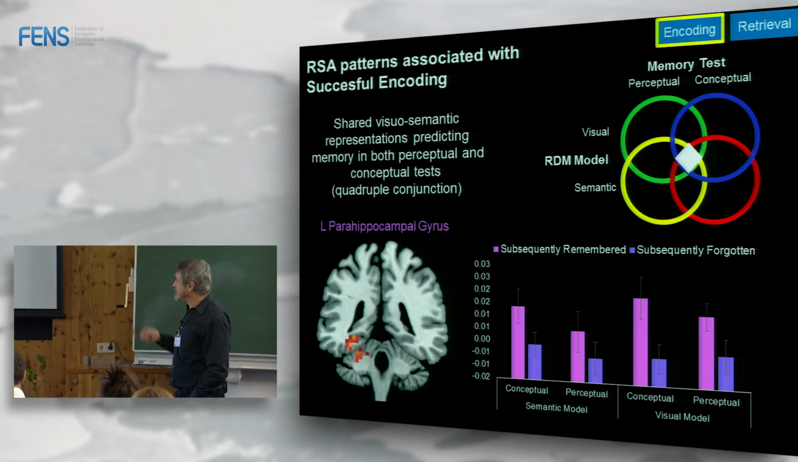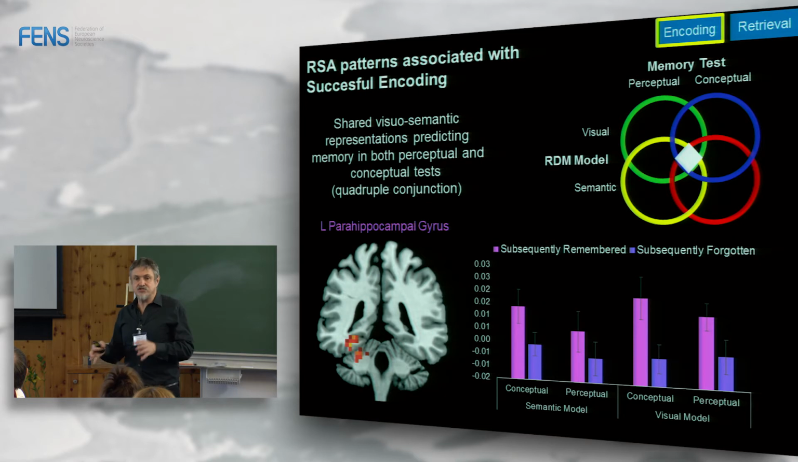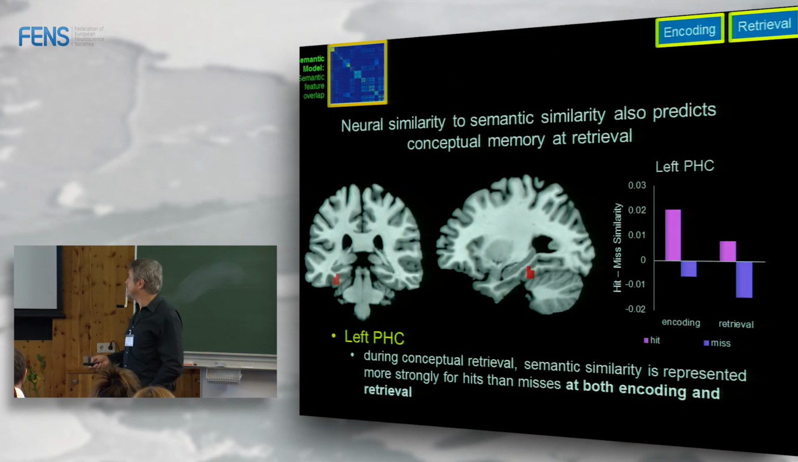So first, let's look at the quadruple conjunction. In what regions are they sensitive to both visual and semantic properties and predict memory in both tasks? Not surprisingly, we get a medial temporal lobe region, here mostly in the parahippocampal gyrus, and you can see here that the similarity really is greater for subsequently remembered than forgotten, both for regions associated with the semantic model and the visual model, and both for the conceptual and perceptual tests. So these are regions that basically store everything about the objects and predict memory in general.